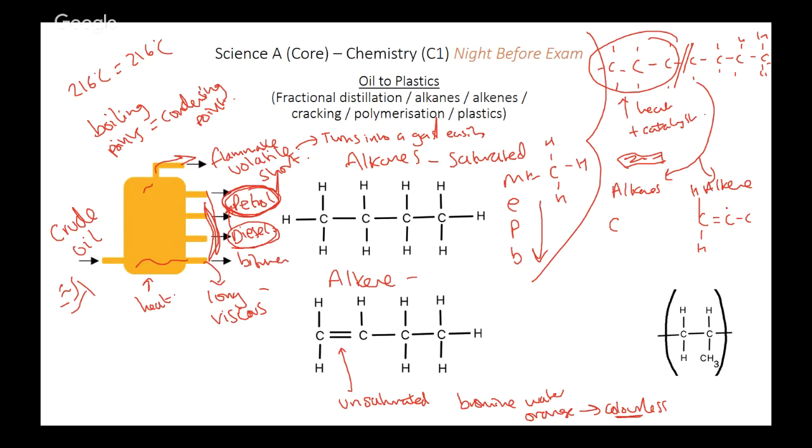Remembering each carbon can only make 4 bonds. So that could be our product. Let's just check. 1, 2, 3, 4 bonds. 1, 2, 3, 4 bonds. 1, 2, 3, 4. That's our check. So that could be one of our products of cracking.